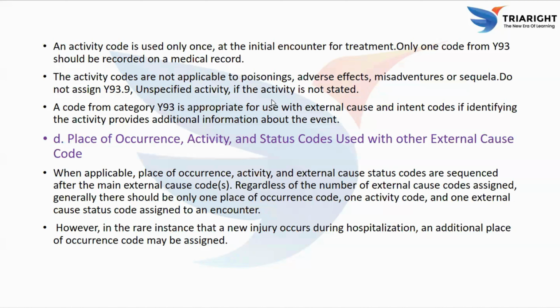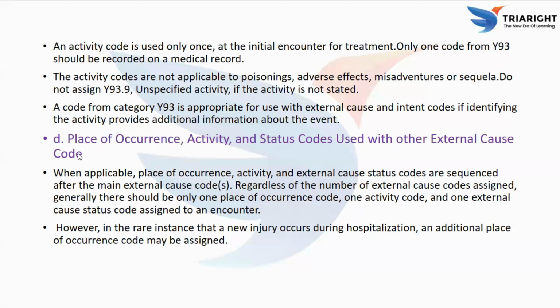Now, when should Y93 activity codes be used? Y93 is used only if it adds some meaningful information about the event. The activity code should support and enhance the external cause code. Then only it should be used. Here is an example. A patient fractures an ankle while playing football. So the injury code is ankle fracture and the external cause is fall during sports. And the third is the activity code as an additional code, Y93.61, activity football. In this way, you have to assign these activity codes.